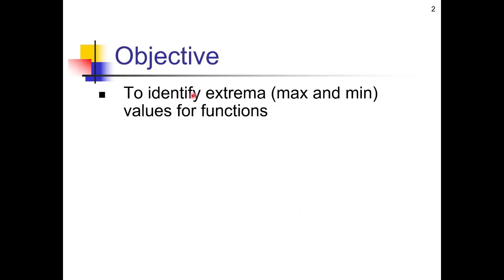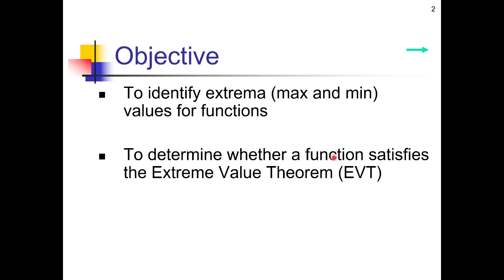In this one, we are going to be identifying extrema, that's max and min, values for functions. And we're going to focus on global maxes and mins. We'll talk a little bit more about what that means. And also, we're going to be determining whether a function satisfies something called the extreme value theorem, or EVT. More on that later as well.